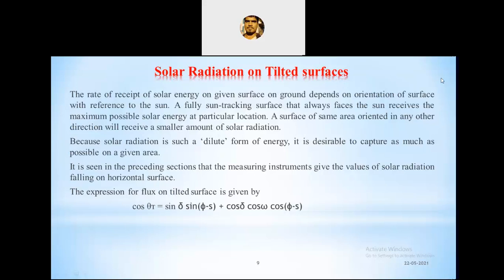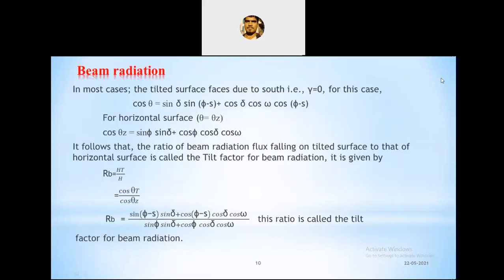And for the beam radiation, gamma is equal to 0 when it is towards the north, and for a horizontal surface theta is equal to theta z. It is the surface azimuth angle. Theta is equal to theta z, and cos theta z is equal to sin phi sin gamma plus sin phi sin delta cos omega. So this follows the equation.